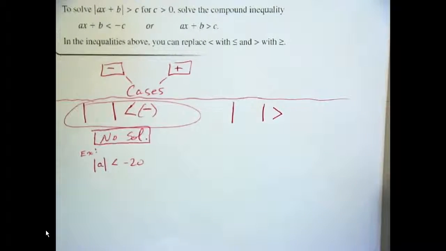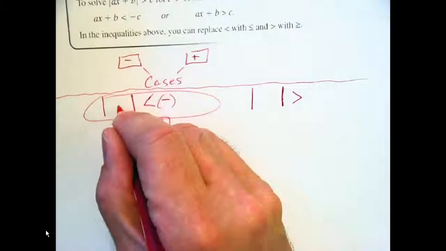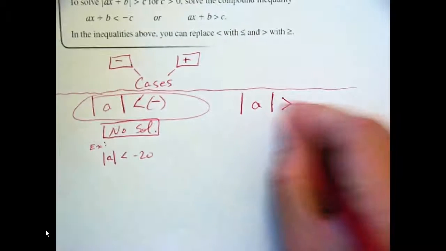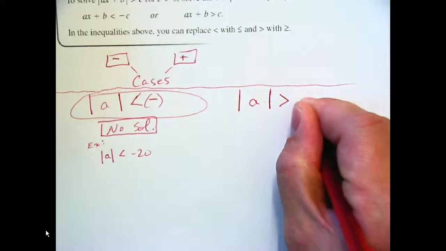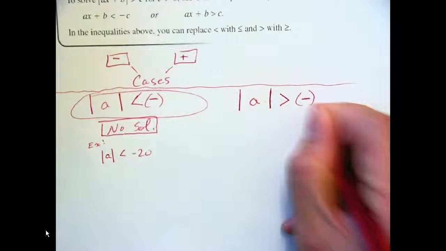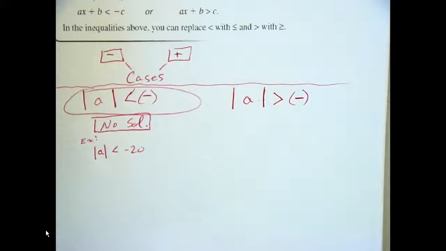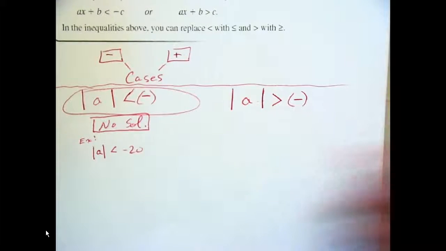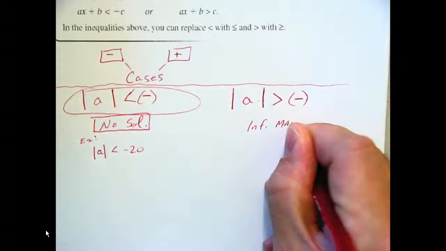It wouldn't stop at zero, but let me play off that. Let's say I put a letter in there. Let's say I put A here. Can an absolute value be greater than a negative? When is an absolute value greater than a negative? Always. So if you see a negative here and it has a greater than sign, it's always true. This is infinitely many solutions. That is always true.